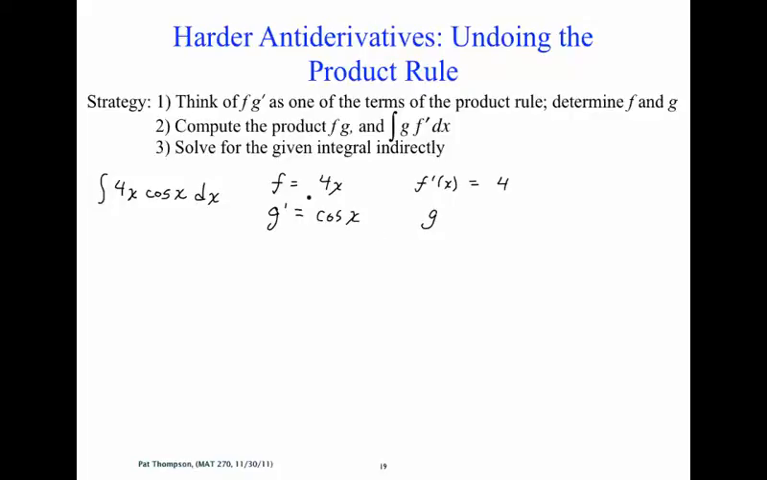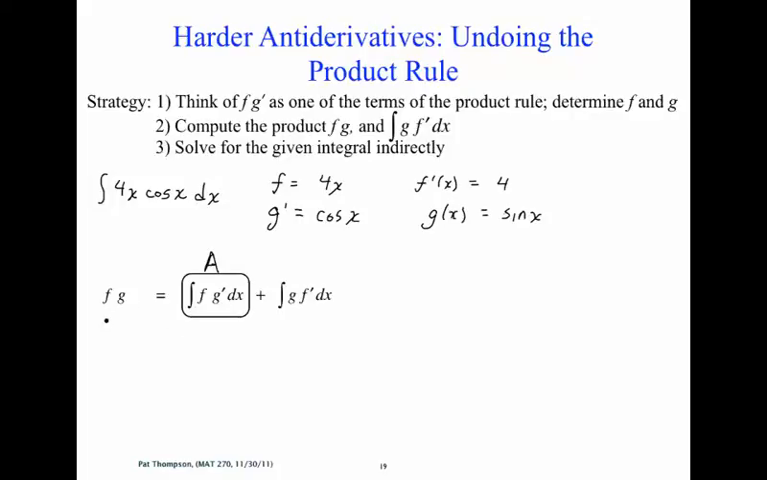Okay, now what is g? So we had to do a little antiderivative in our head here. So g of x is? Is it negative or just positive? Just positive sine. So now we've got everything we need, right? If we look at this again, we're solving for this. We'll call this A for the answer, right? A for the answer. So f is 4x, g prime is cosine x, so that's the integral that we have, 4x cosine x.